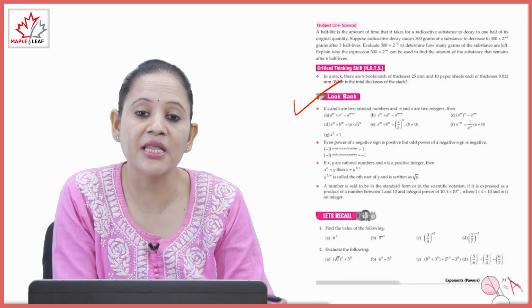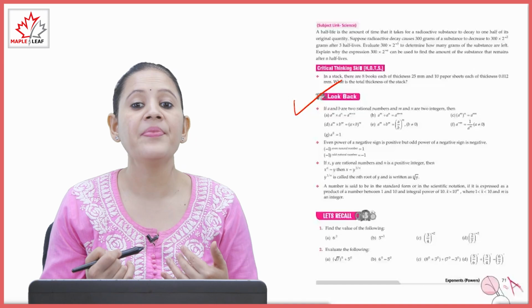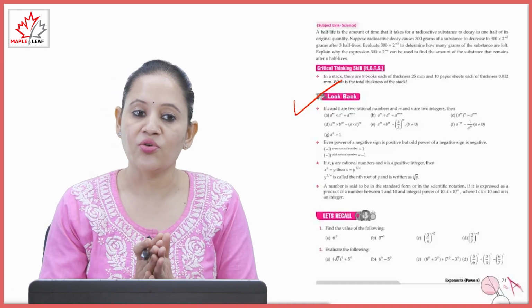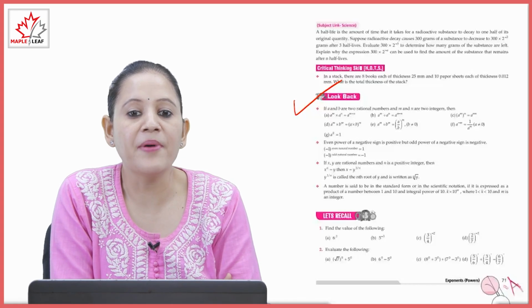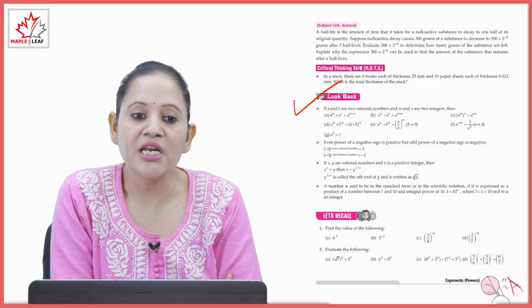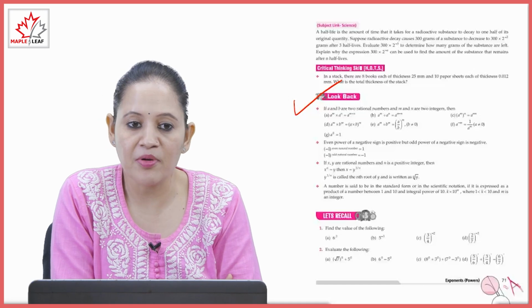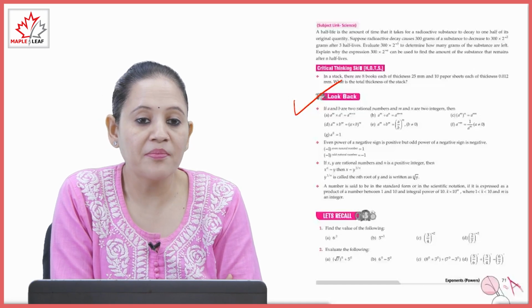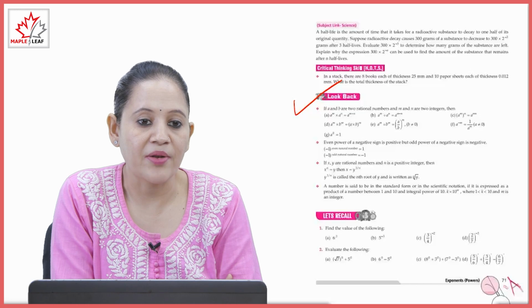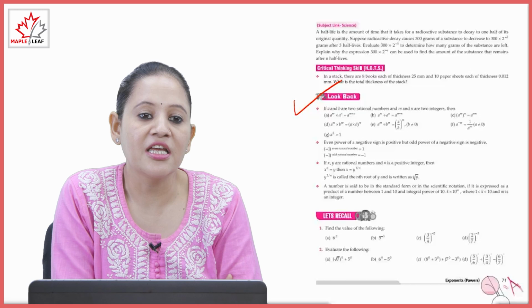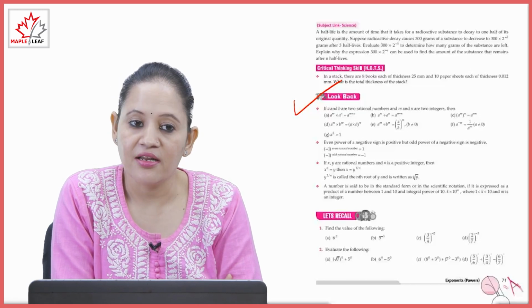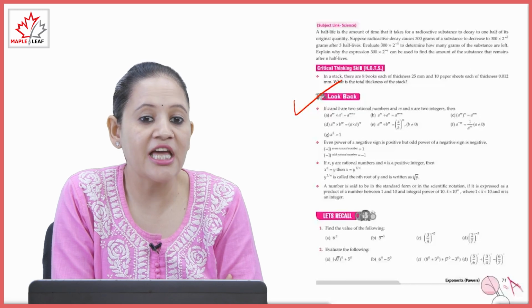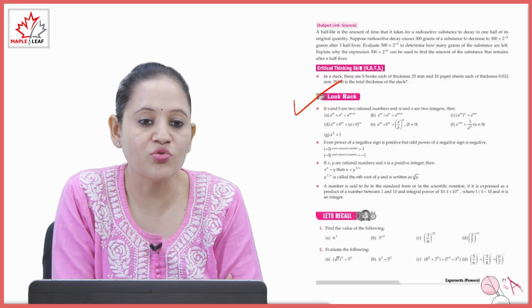A to the power minus m can be written as 1 upon a to the power m, where a is not equal to 0. A to the power 0 is equal to 1. Even power of a negative sign is positive, but odd power of the negative sign is negative. Minus 1 अगर even natural number है power, so it will be positive. Minus 1 odd natural number है power, it will be equal to negative 1. If x and y are rational numbers and n is a positive integer, then x to the power n equals y. X equals y to the power 1 upon n. Y to the power 1 upon n is called the nth root of y, written as nth root of y.